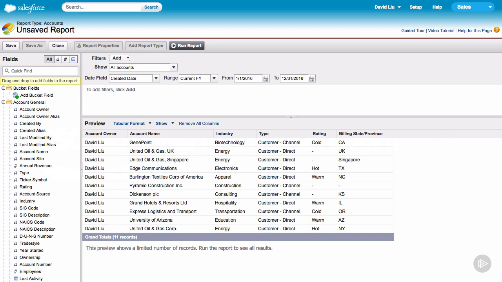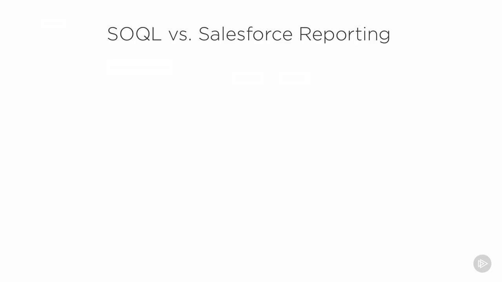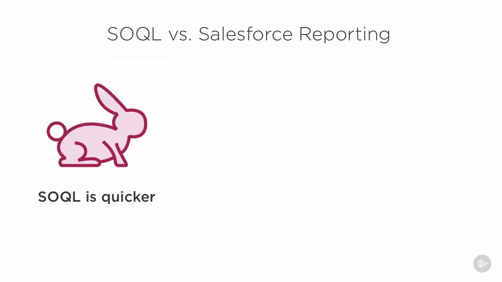And in fact, you should consider SOQL and Salesforce reporting to have very similar use cases. Both have a primary use case of finding Salesforce records, but each have their own advantages. Here's where they differ. First of all, SOQL runs quicker than Salesforce reports. That's because SOQL is like the pure version of Salesforce reporting.